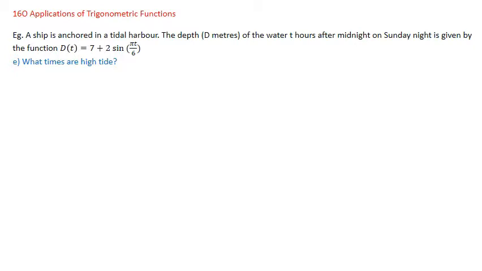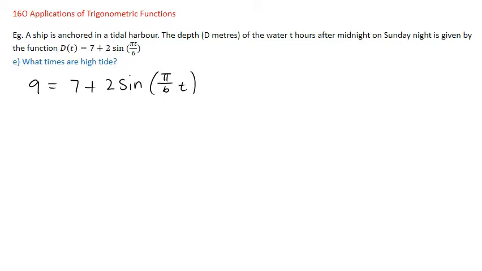Is 9 the depth or is it the time? It's the depth. So instead of d of t, we're going to sub in 9. So 9 equals 7 plus 2 sine pi on 6t. We'll do a little bit of rearranging.